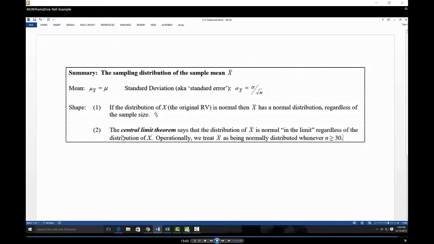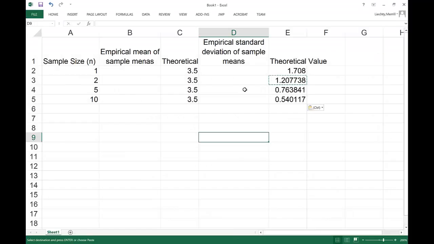And that can be seen by looking at the mean and the standard deviation of the distribution of x bar. So the mean of x bar is mu, and the standard deviation of x bar is sigma divided by the square root of n. So let's look at the means and standard deviations and figure out what is going on here. Let's come over here to Excel to examine this.